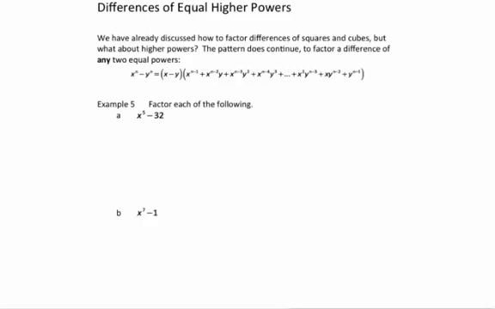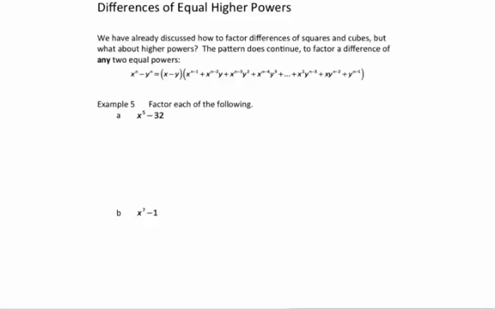So we've looked at differences of squares, we've looked at quadratic trinomials, we've looked at sums and differences of cubes, but what happens when we get into higher powers, fourths, fifths, sixths, and so on? Well, it turns out that we actually can factor these so long as we have a difference, a subtraction sign between the two terms, and both terms have the same power.